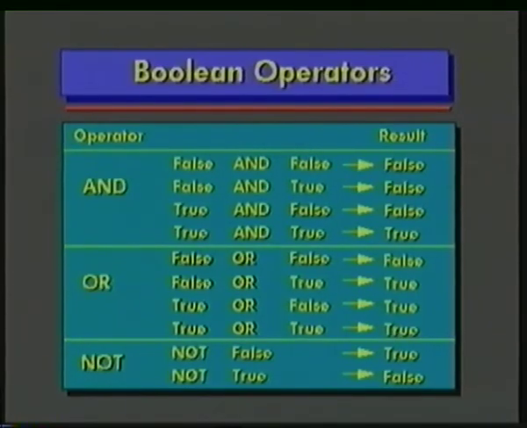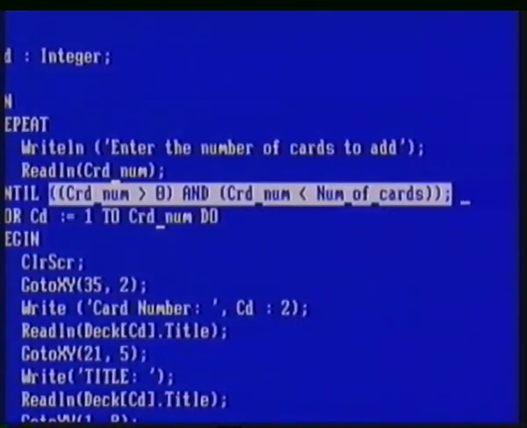Boolean operators can be used with any expression that evaluates to true or false, such as the relational expression we discussed before. In fact, we've already seen a great example of this use in the card file program. Let's go back to it. Notice that in this case, the operands of the Boolean operator AND are themselves expressions that use relational operators. Since each of these relational operators evaluates to a Boolean value, true or false, the AND operator can be used here.